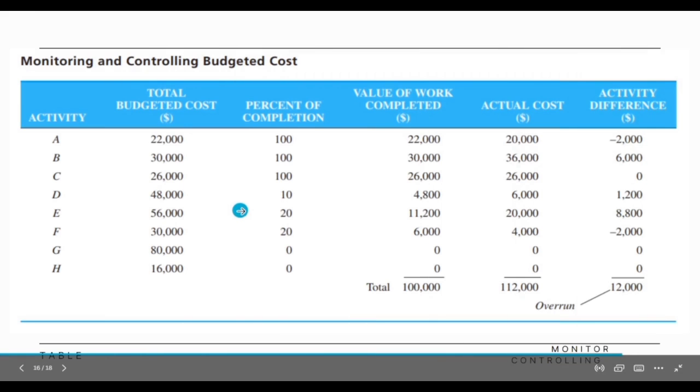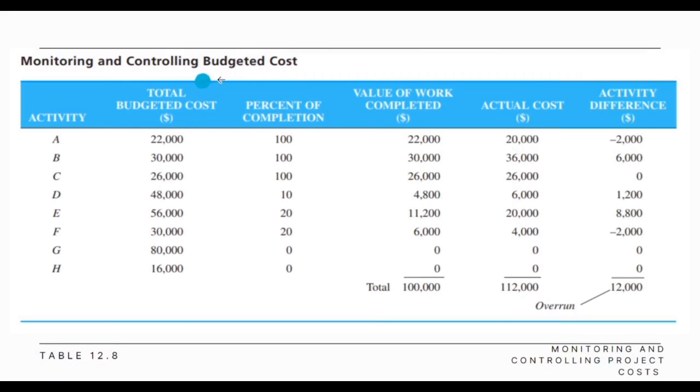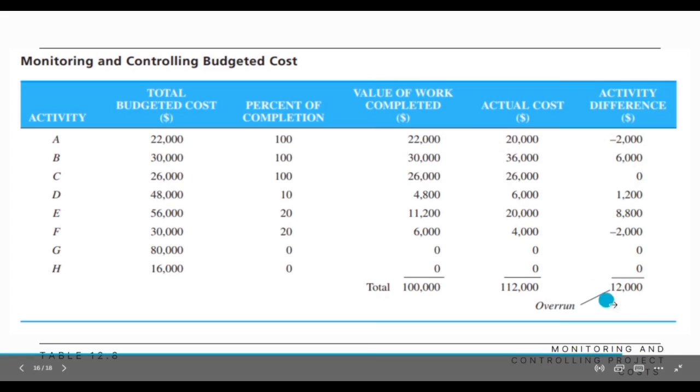Like in this table, activity A. For activity A, we have a total budget cost of 22,000. But the actual cost is only 20,000. So, our formula for activity difference is actual cost minus value of work completed. So, 20,000 minus 22,000 is equal to negative 2,000. So, we just add all of those. And since the activity difference is positive, it is considered an overrun.